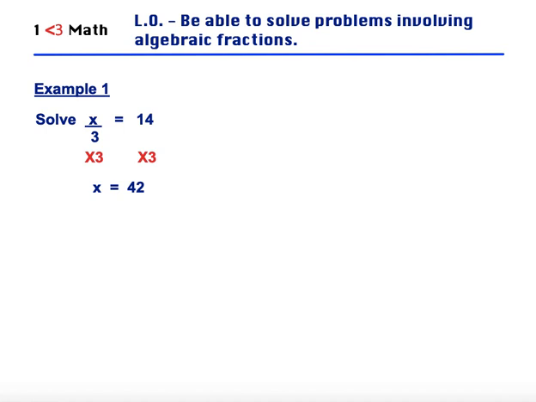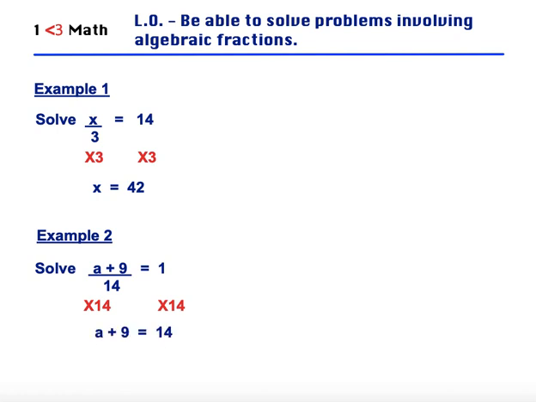We're going to move on to example 2 now, a slightly harder question, where we've got a plus 9 divided by 14 equals 1. The numerator is a plus 9, and that's been divided by 14. Because the whole numerator is being divided by 14, the first thing we need to do is the inverse operation of divide by 14, which is to multiply by 14 on both sides to keep it equal. So we now have a plus 9 equals 1 times 14, which is 14.